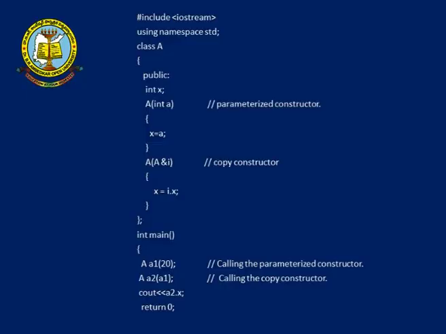Here I mentioned one example program. The class name is class A, public, and I am taking integer x. See here, I am creating one more constructor, and under that constructor I am using an ampersand for the copy constructor. This is the parameterized constructor. I created two objects and I am accessing the values of that particular variable.